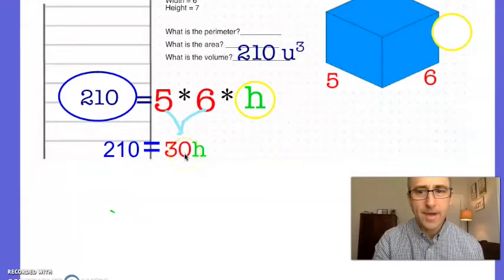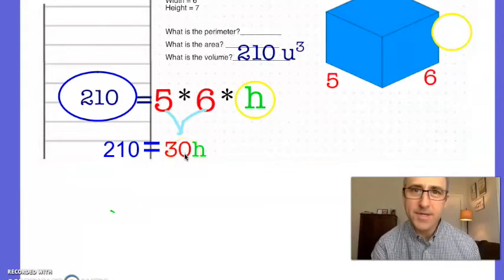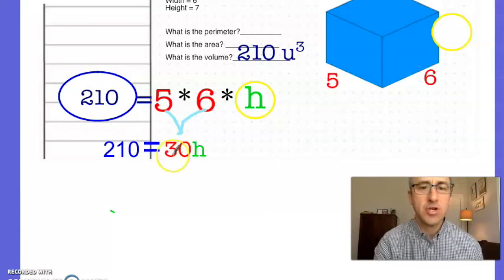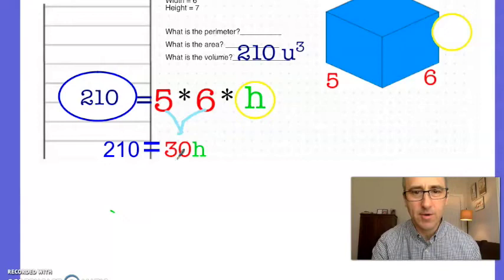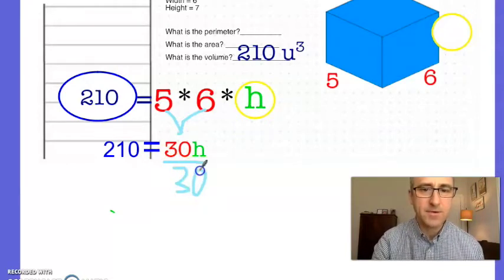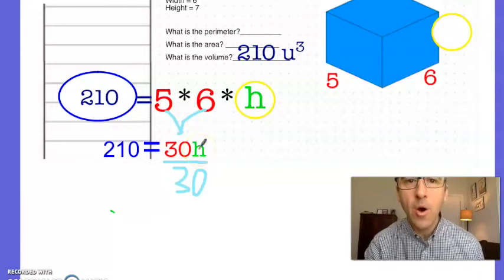Now I'm going to work PEMDAS backwards. Remember, please excuse my dear Aunt Sally. Do we have any addition and subtraction? Nope. But we do have multiplication. I see multiplication, so we're going to do the opposite of multiply, which is divide. So we're going to divide both sides by 30 to get h alone.